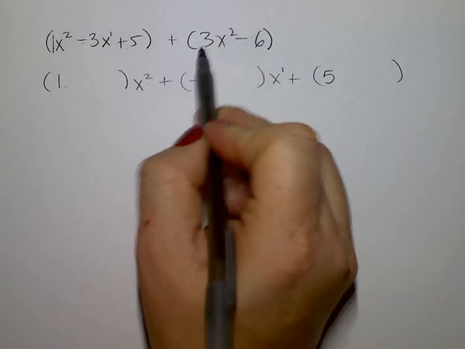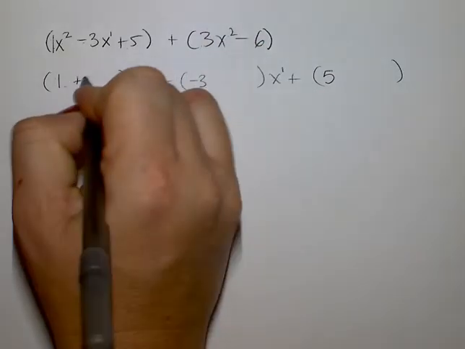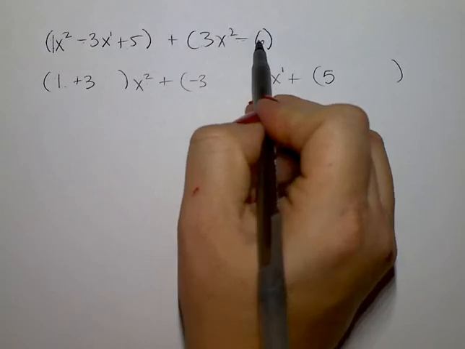Positive 3 goes with an x squared. So I go into this parenthesis and I go up plus 3. And negative 6 is a constant, minus 6.